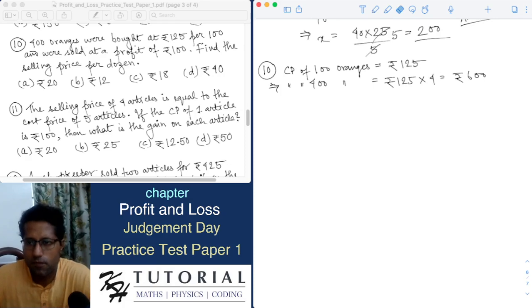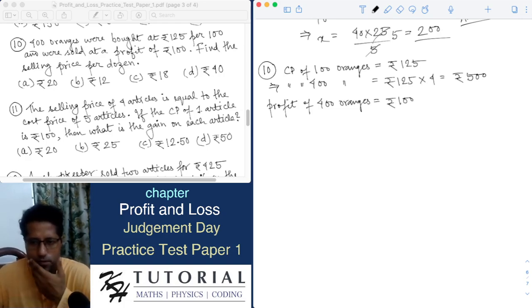That is rupees 500. Rupees 500 is the cost price of 400 oranges, and the profit of 400 oranges is given to be rupees 100. Find the selling price per dozen. So the total profit of 400 oranges is rupees 100.